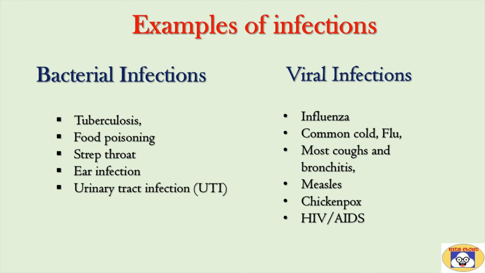Examples of bacterial and viral infections: tuberculosis, food poisoning, strep throat, ear infection, urinary tract infection. These are the bacterial infections. While influenza, common cold, flu, most coughs and bronchitis, measles, chickenpox, HIV or AIDS are the examples of viral infections.